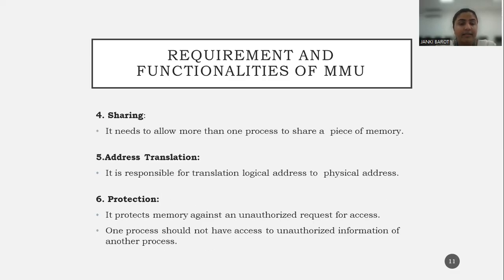Next is sharing. It needs to allow more than one process to share a piece of memory. This is obvious because there is no fixed memory slot permanently allotted to any process. Now, address translation is the most important point. We need to translate the logical address to the physical address, to decide in which physical address a process executes. This is solely the responsibility of the MMU.